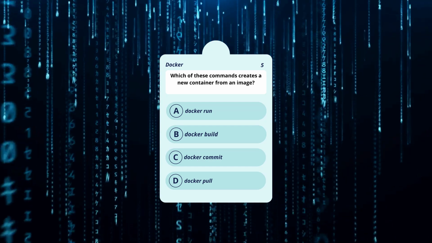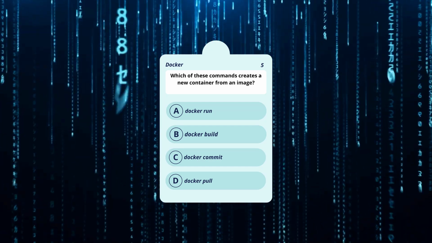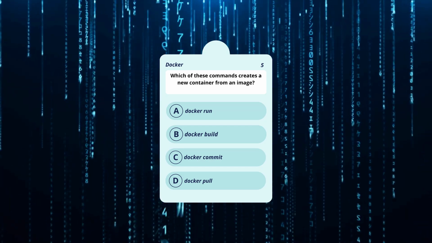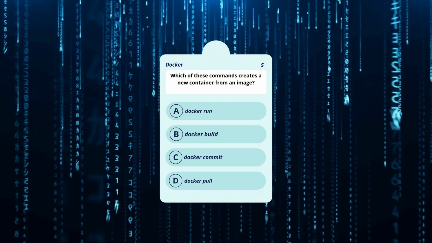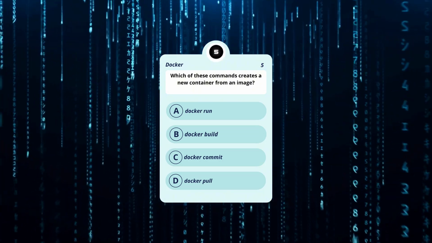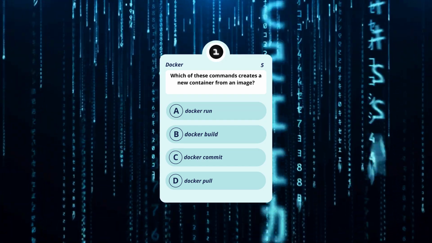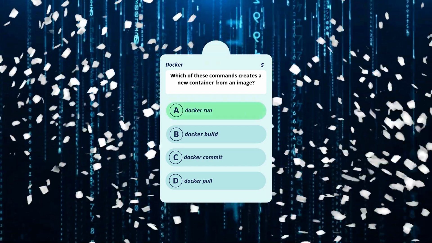Which of these commands creates a new container from an image? A. docker run. B. docker build. C. docker commit. D. docker pull. Answer: A.